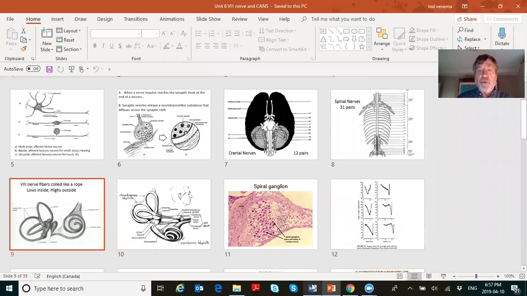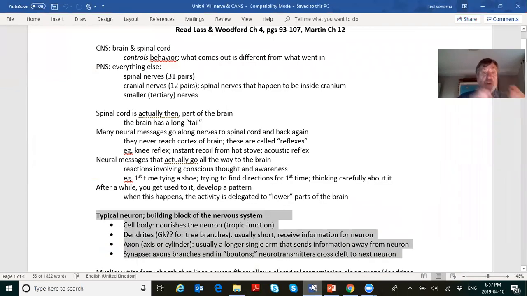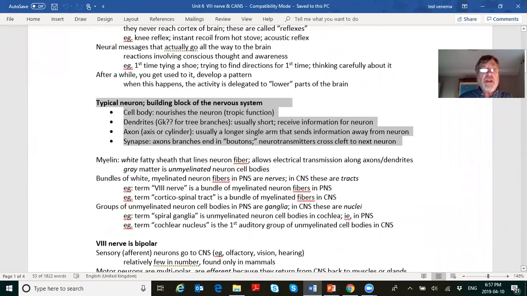Share screen again and look at our notes. Let's pull out of here. Notes. We want the notes. Okay, so here we go. We're moving down. We've covered these areas.